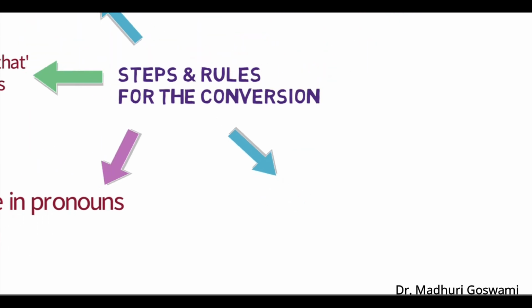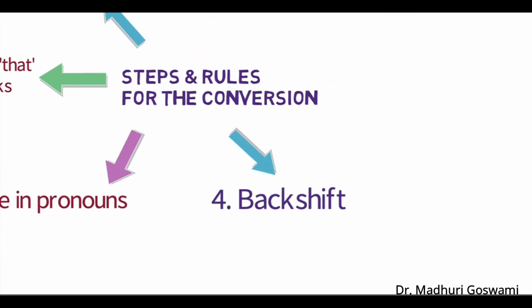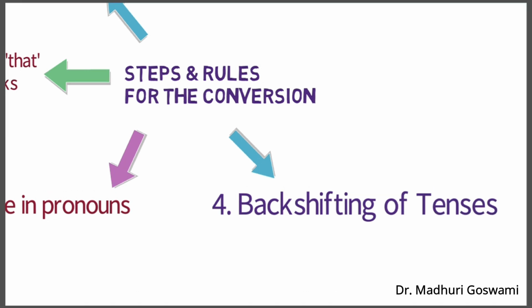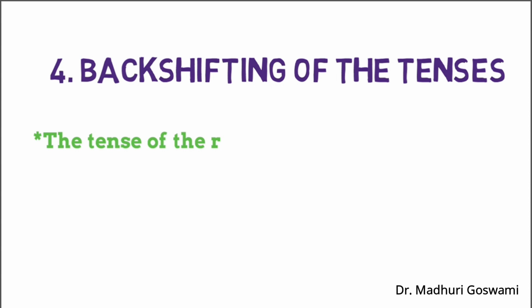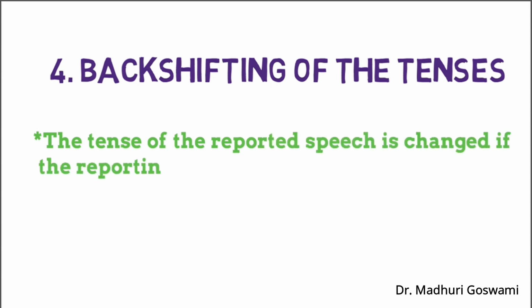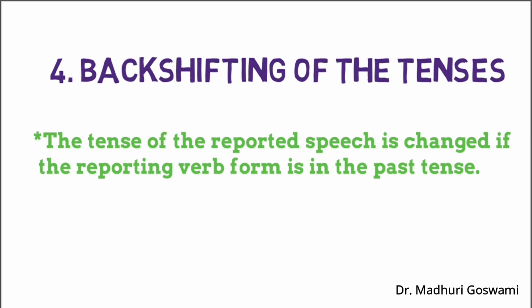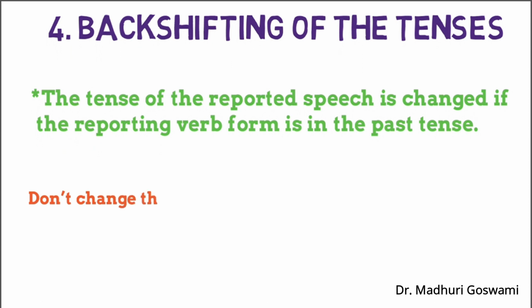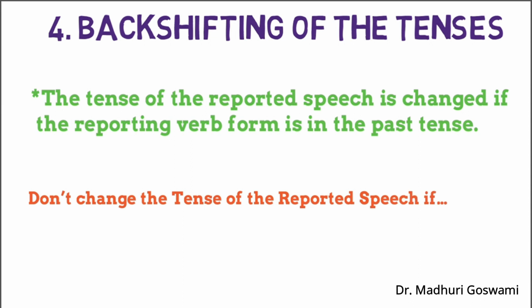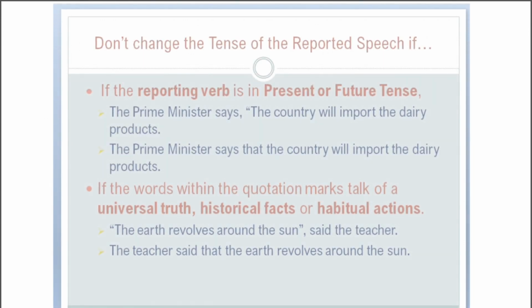Now let's take up the fourth step. That is change in tenses or backshifting of tenses. Before understanding the rules for changing of the tenses, we must know this fact that the tense in the reported speech changes only when the reporting verb is in the past tense. If the tense of the reporting verb is the present or the future tense, then there will be no change in tenses. In fact, there are 2 cases in which this backshifting of the tense rule is not applied.